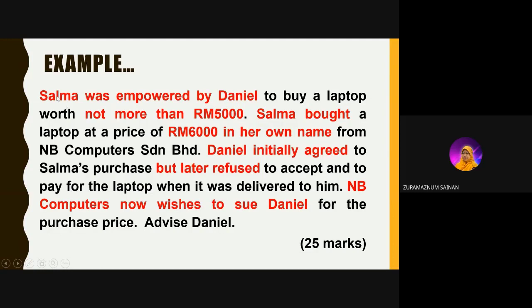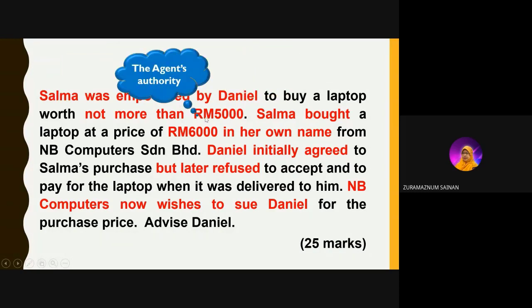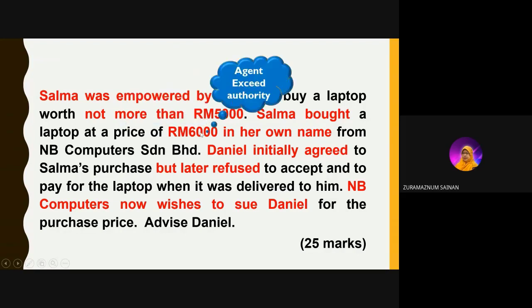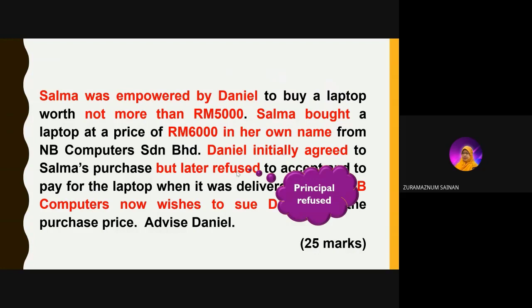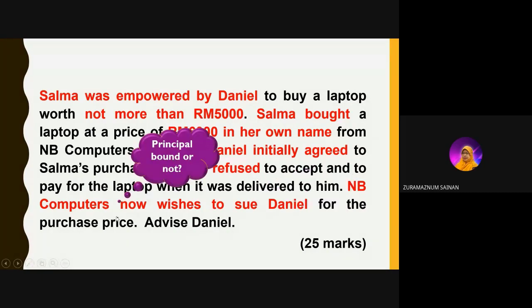Jadi cara awak nanti highlightkan macam ni. Benda-benda yang penting dalam soalan. Saya just tunjuklah, maknanya you kena patut fikir benda macam ni lah. Maknanya Salma agent, Daniel principal, lepas tu agent authority sampai 5,000. Tiba dia exceed authority. Lepas tu principal mula-mula accept, ratify. Tapi lepas tu tak nak pula. Jadi persoalannya dia bound ke tidak ni sebenarnya. Itu main law dia nak tahu. So bound under which agency? So principal bound ke tidak sebab now dia nak sue.